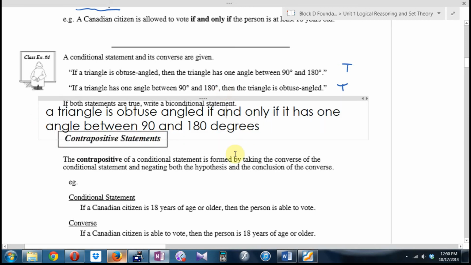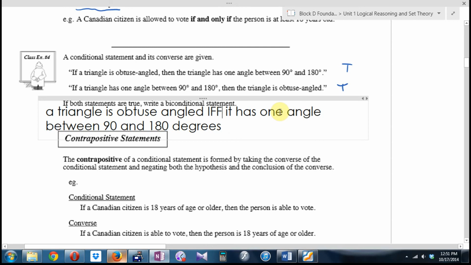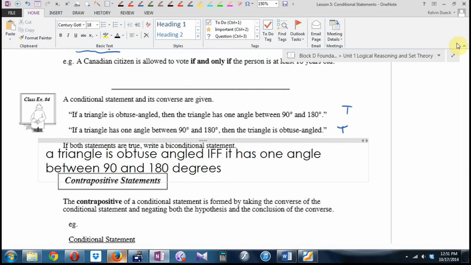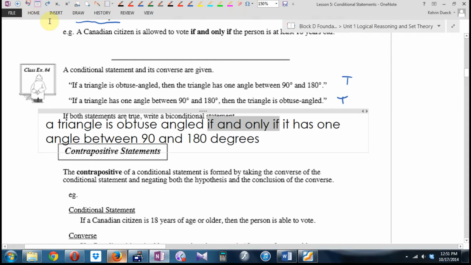A triangle is obtuse angled if and only if it has one angle between 90 and 180 degrees. In your notes, Oscar, if you wish, you can abbreviate "if and only if" with IFF. But you don't have to. And since that scares some of you, I'll bring that back.